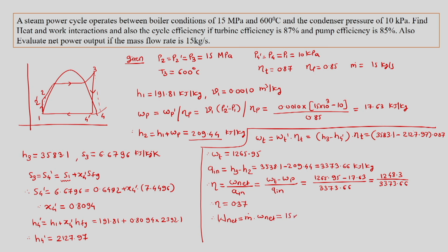And then total W net is equal to m dot into specific W net, and m dot is given to us as 15 into W net, which is here 1248.3, and then this is 18.72 megawatt.